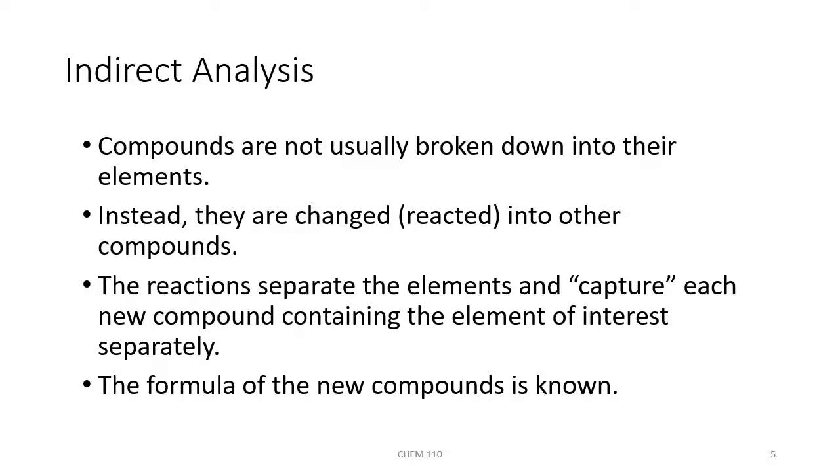With indirect analysis, we're not given those masses directly. The compound is reacted with oxygen and turned into other compounds. We will work backwards from those other compounds that are formed in order to determine what the starting atoms were. Let's look at an example of how combustion analysis works.